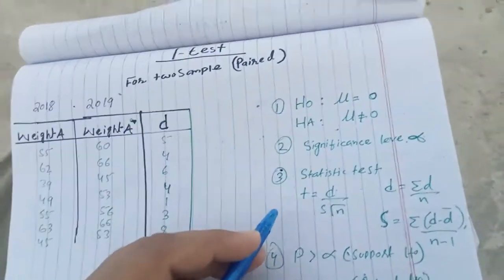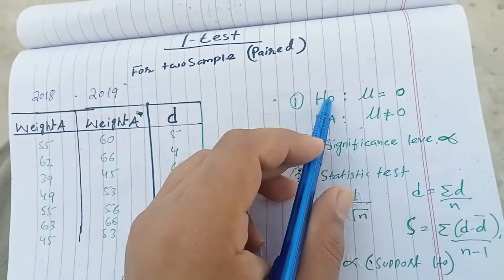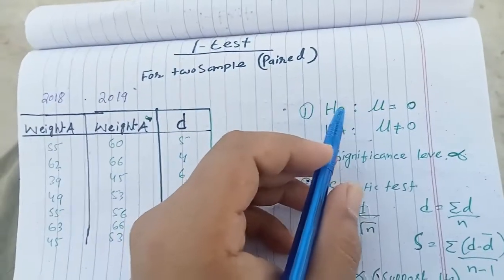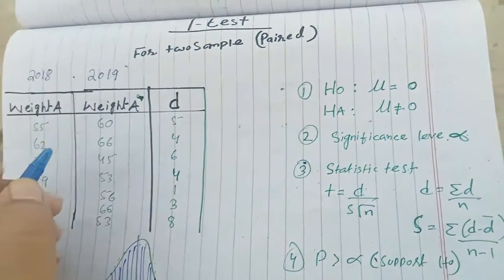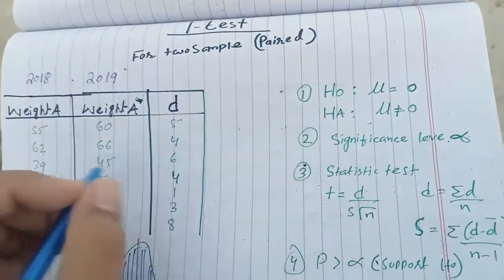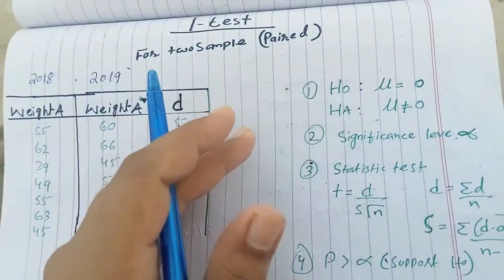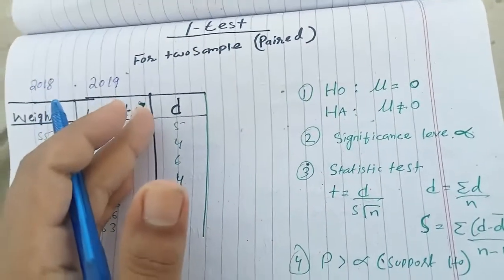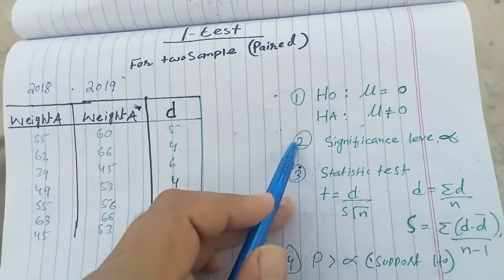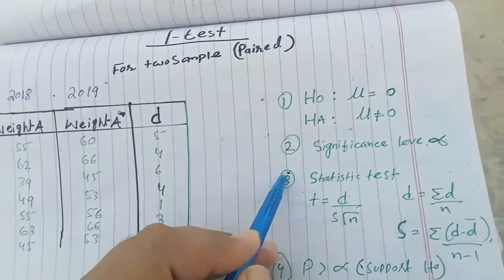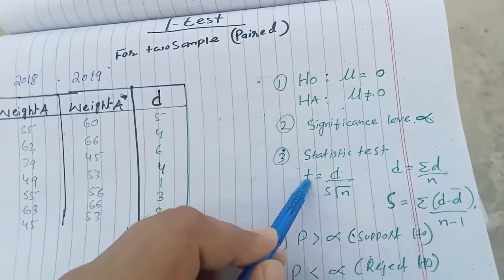we will follow. We will state the null hypothesis. The null hypothesis is saying there is no difference in the mean after the 1 year. The alternative hypothesis is saying there is a difference in the mean of the diabetes patients' weight after the 1 year. We'll state the significance level alpha.